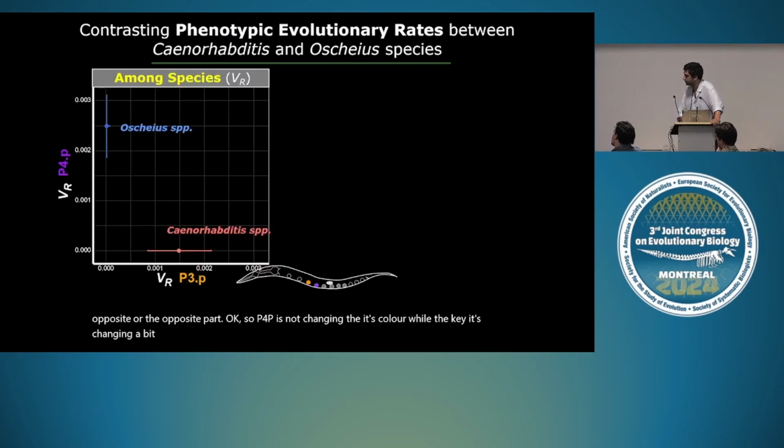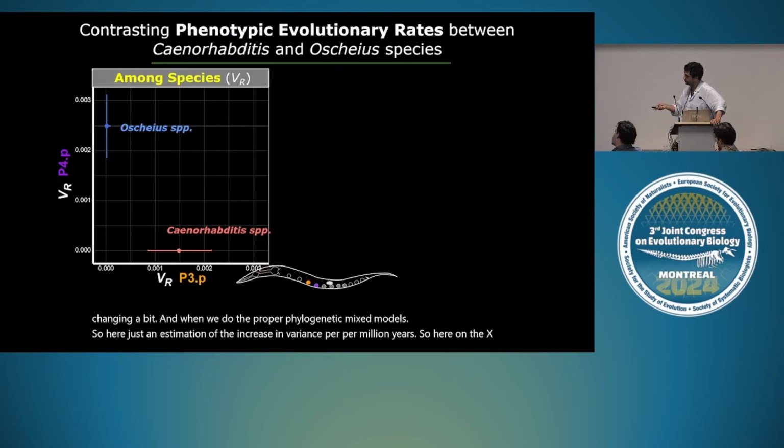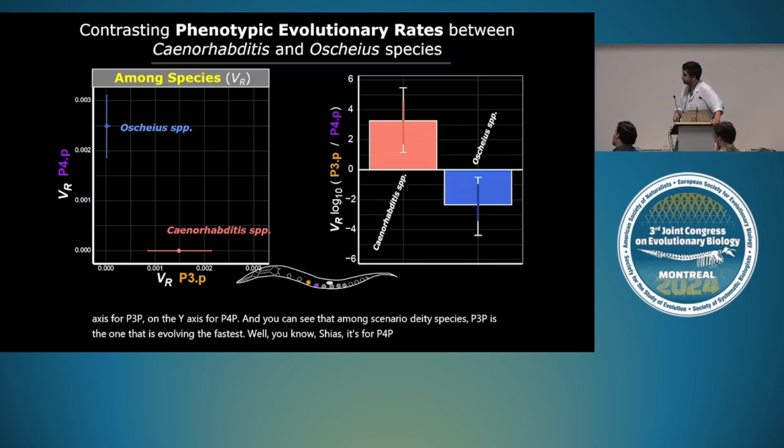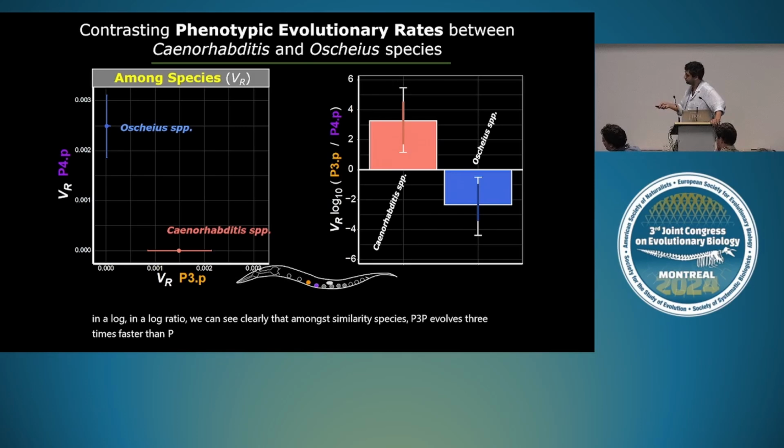And when we do the proper phylogenetic mixed models, here is an estimation of the increase in variance per million years. Here on the x-axis for P3p, on the y-axis for P4p. You can see that among Caenorhabditis species, P3p is the one that is evolving the fastest, while in Oscheius it's P4p. And if we put this in a log ratio, we can see clearly that among Caenorhabditis species, P3p evolves 3 times faster than P4p, and we observe the opposite in Oscheius.